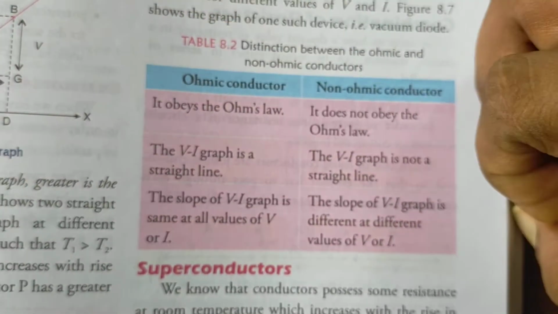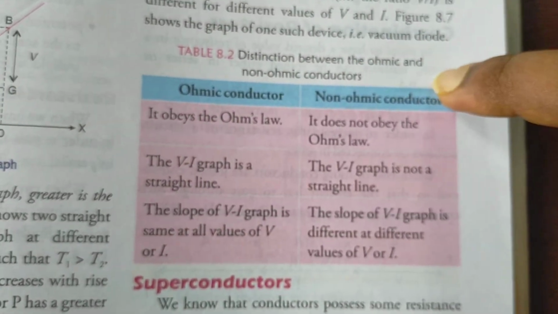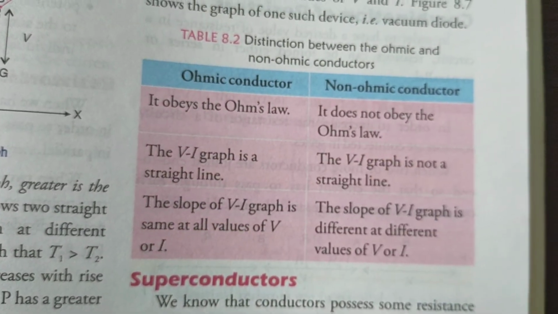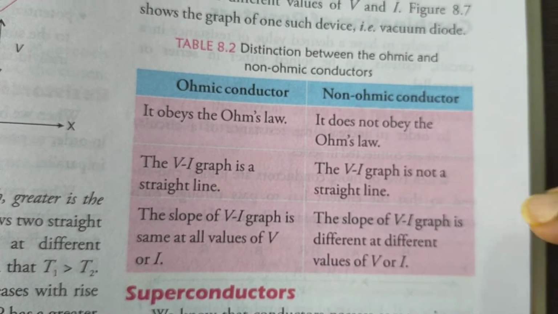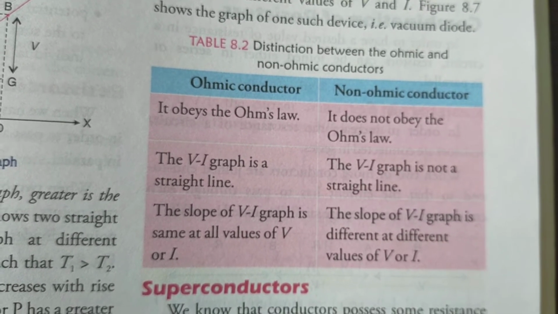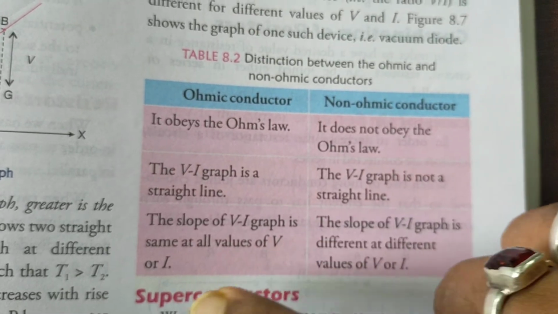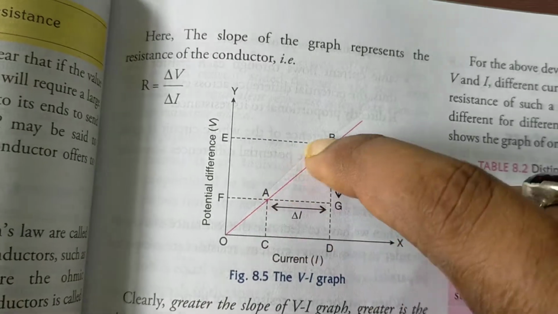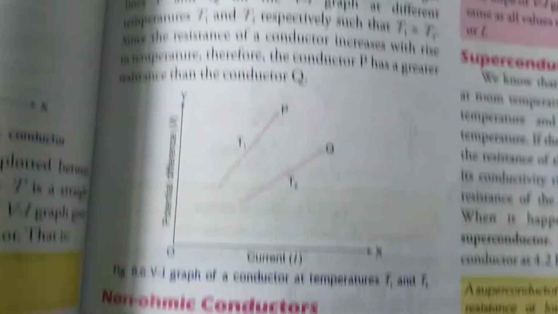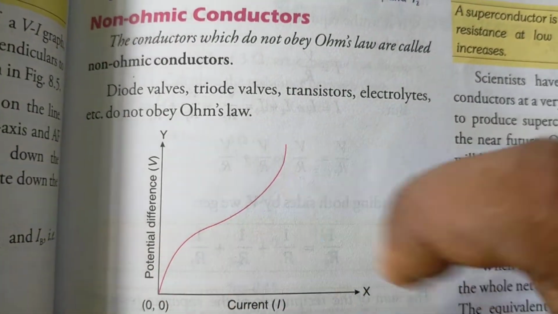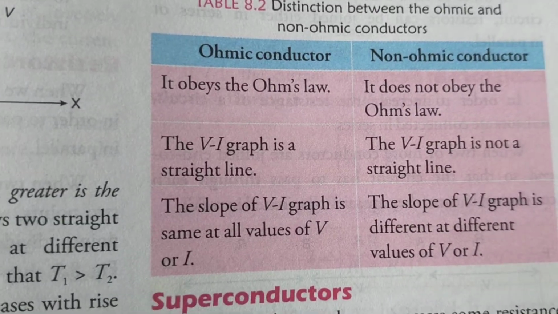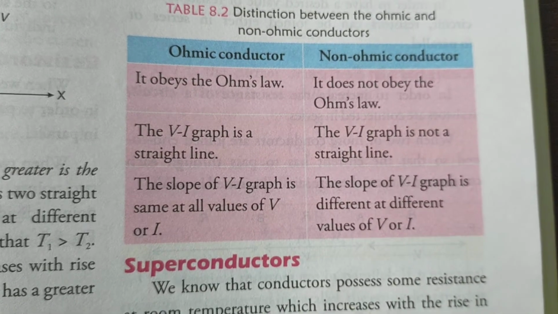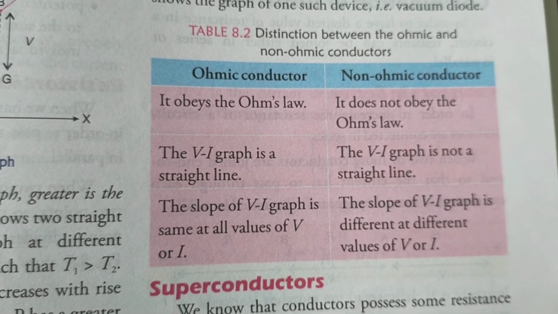This is the difference between ohmic conductor and non-ohmic conductor. Ohmic conductors are those conductors which obey Ohm's law. Non-ohmic conductors are those conductors which do not obey Ohm's law. Here we find that the VI graph is a straight line, and here it is not a straight line. So the slope of the VI graph is the same at all values of V, at each and every point. But in case of the non-ohmic graph, the slope won't be the same. That means at different points of V and I, the slope will be different.